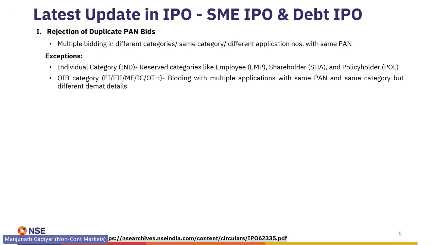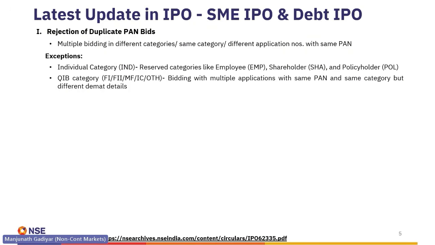So recently, specifically in SME IPO, there used to be a lot of multiple biddings happening. Investors used to provide applications with wrong credentials. Many a time there used to be a mismatch of category. So to avoid all this, what exchanges along with SEBI have done is that multiple bidding in different categories and different applications with the same PAN now shall get rejected upfront only.